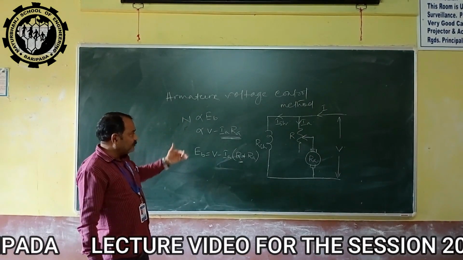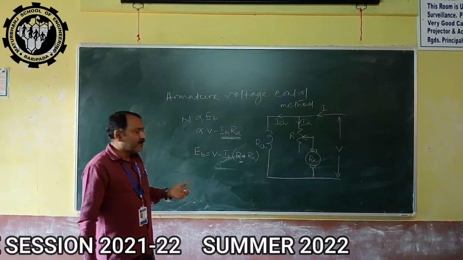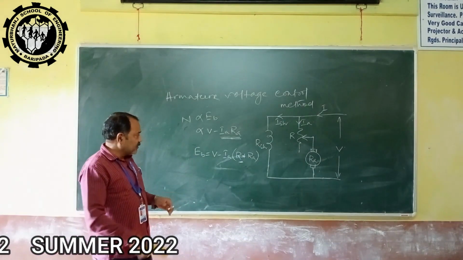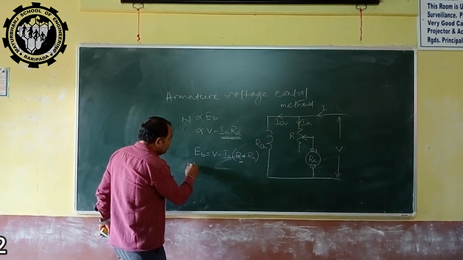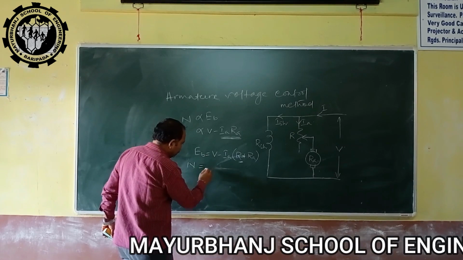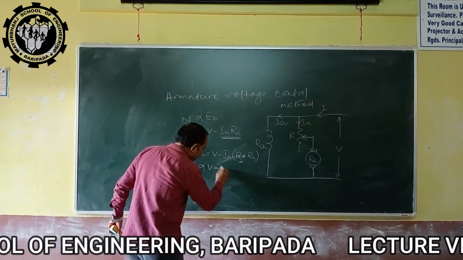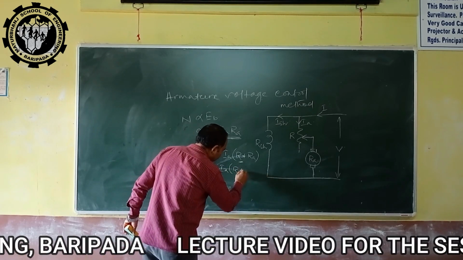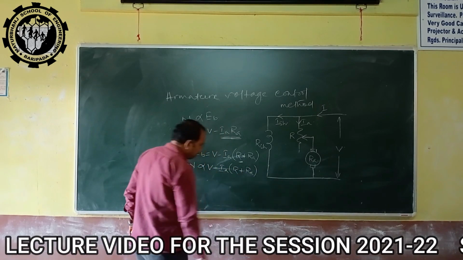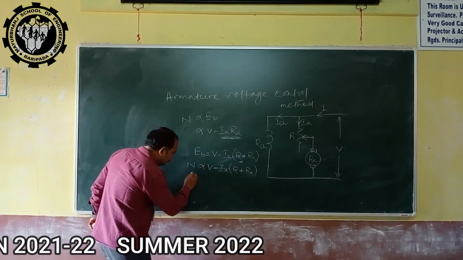Therefore, in this speed control method, we can reduce the speed of the DC shunt motor. So we can say N is directly proportional to V minus IA into R plus RA. So here the speed can be decreased only.